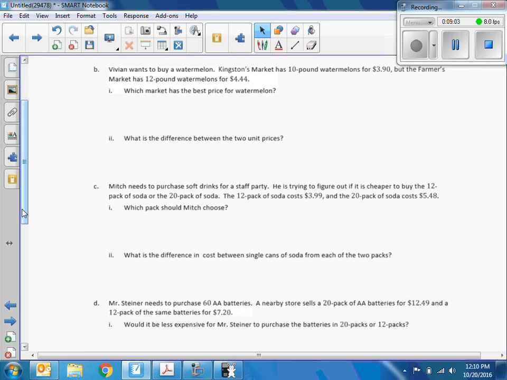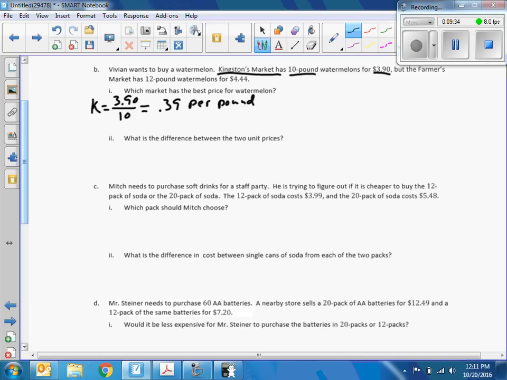Vivian wants to buy a watermelon. Kingston's Market has 10 pounds of watermelon for $3.90, but the Farmer's Market has 12-pound watermelons for $4.44. Which market has the best price? All right. So I'm going to do Kingston's Market in black. 10 pounds, $3.90. K equals price divided by weight. I want to know how much it is per pound, and it is 39 cents per pound. $3.90 divided by 10, move the decimal 1 place to the left.